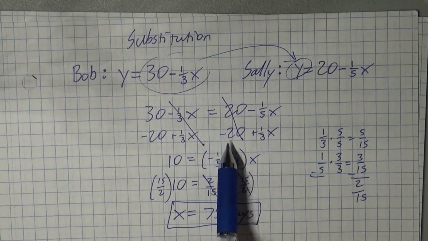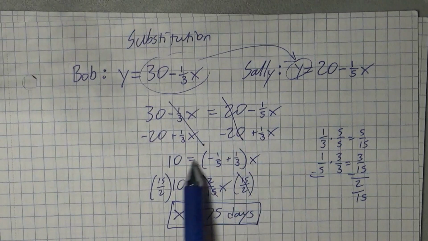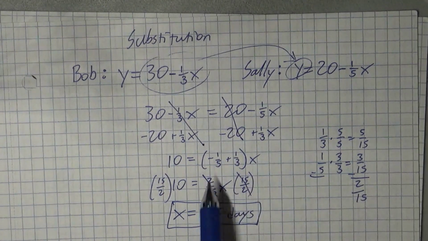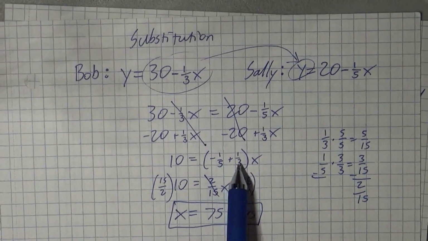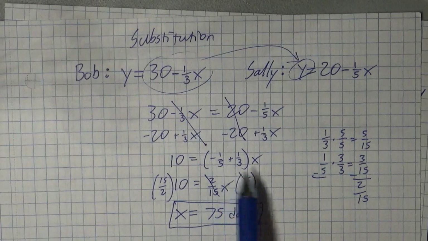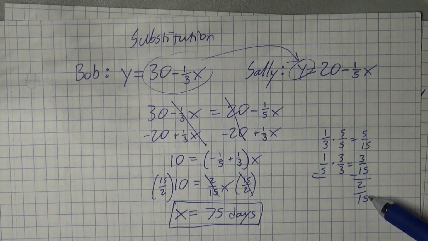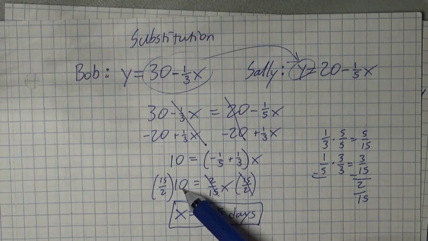So first I move my variable terms all to the right and my constant terms to the left. Need to find the sum of negative 1/5 and positive 1/3. When you add two things that have different signs, you find the difference. 1/3 minus 1/5 gives me a remainder of 2/15. So I get 2/15 x is equal to 10.